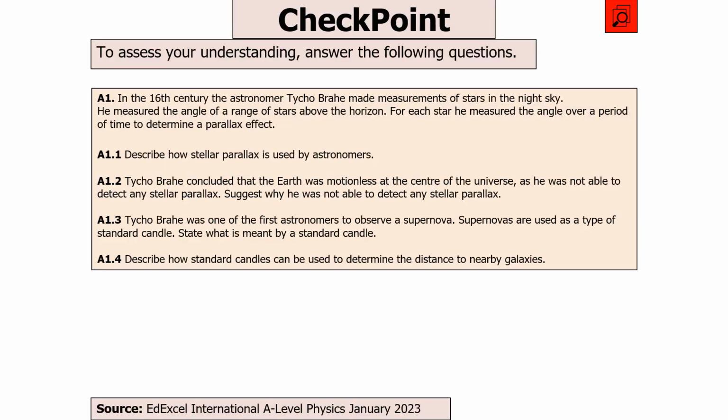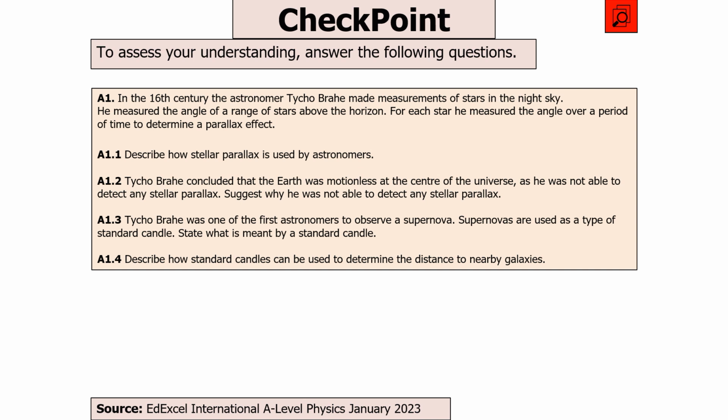The next question now says, in the 16th century, the astronomer Tycho Brahe made measurements of stars in the night sky. He measured the angle of a range of stars above the horizon. For each star, he measured the angle over a period of time to determine a parallax effect. Firstly, describe how stellar parallax is used by astronomers. Tycho Brahe concluded that the Earth was motionless at the centre of the universe as he was not able to detect any stellar parallax. Suggest why he was not able to detect any stellar parallax.